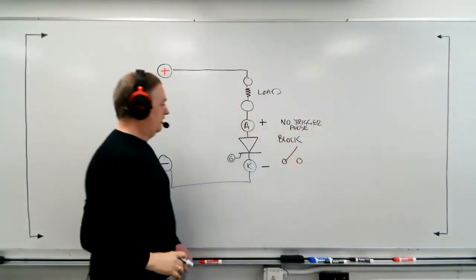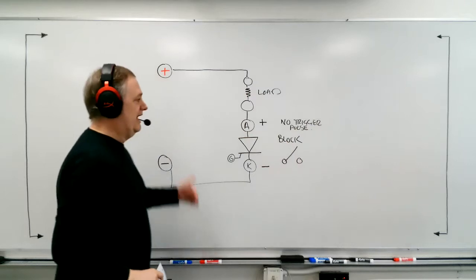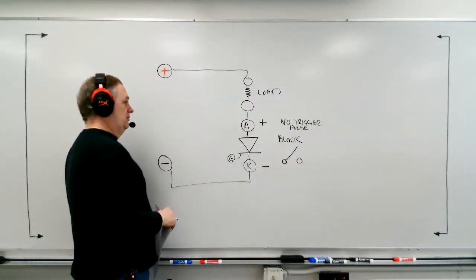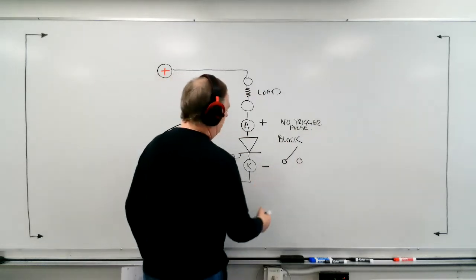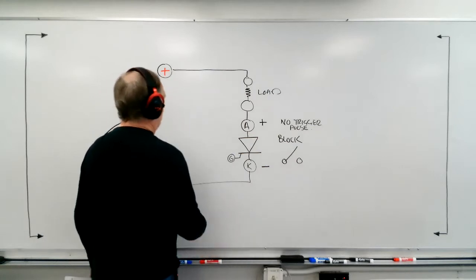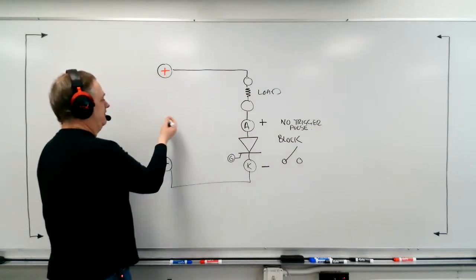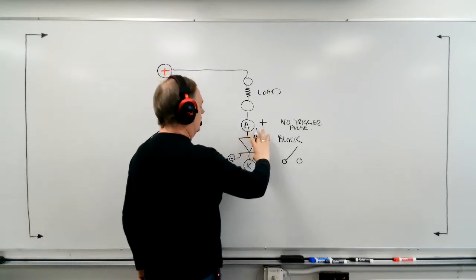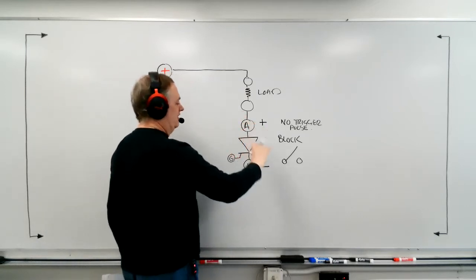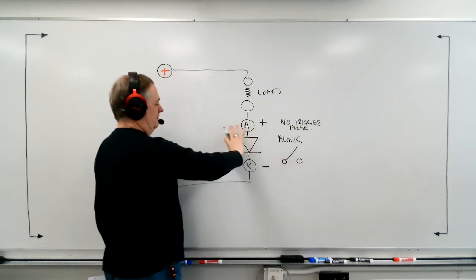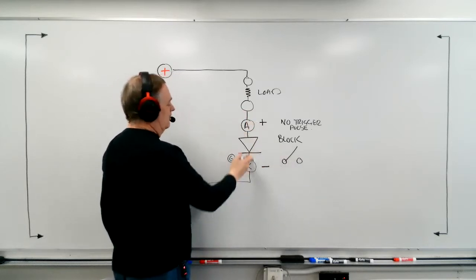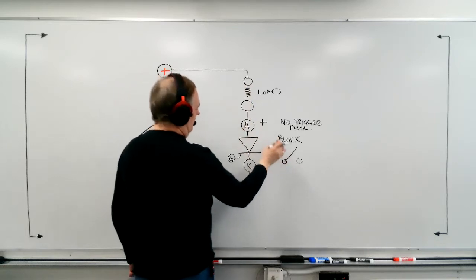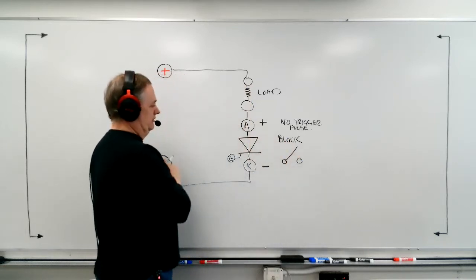If there's no trigger pulse, it will block, and it will block to a high level. We have what we call a forward blocking voltage, and it can be into the hundreds of volts. This could easily be 400, 500, 600 volts here, and this SCR will act like an open switch, and it will easily prevent current flow through the load by blocking all of that source voltage.